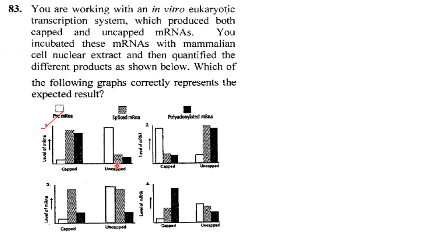But in case of uncapped, you will see more of pre-mRNA and less of spliced and polyadenylated mRNA. So the option here is option 1.